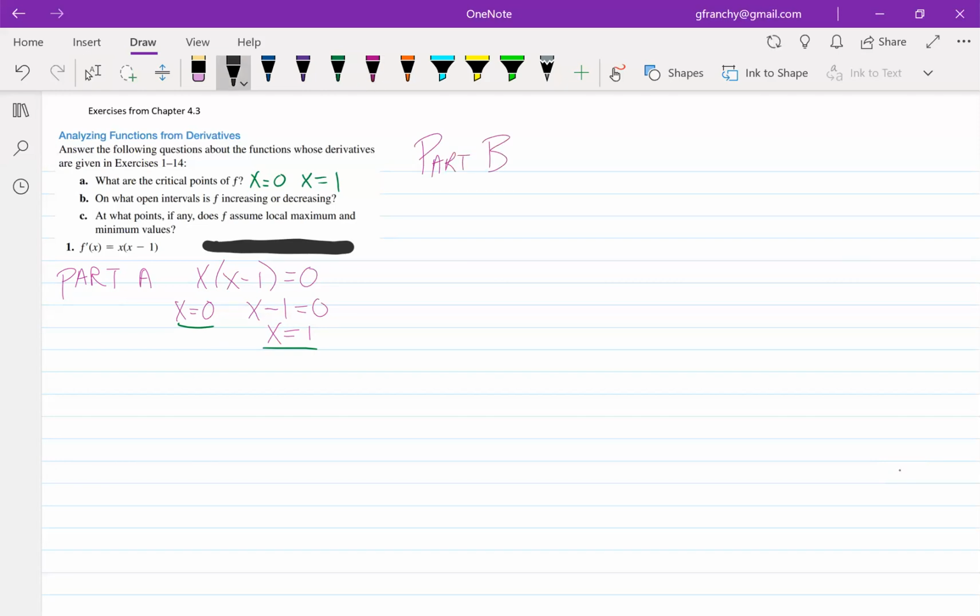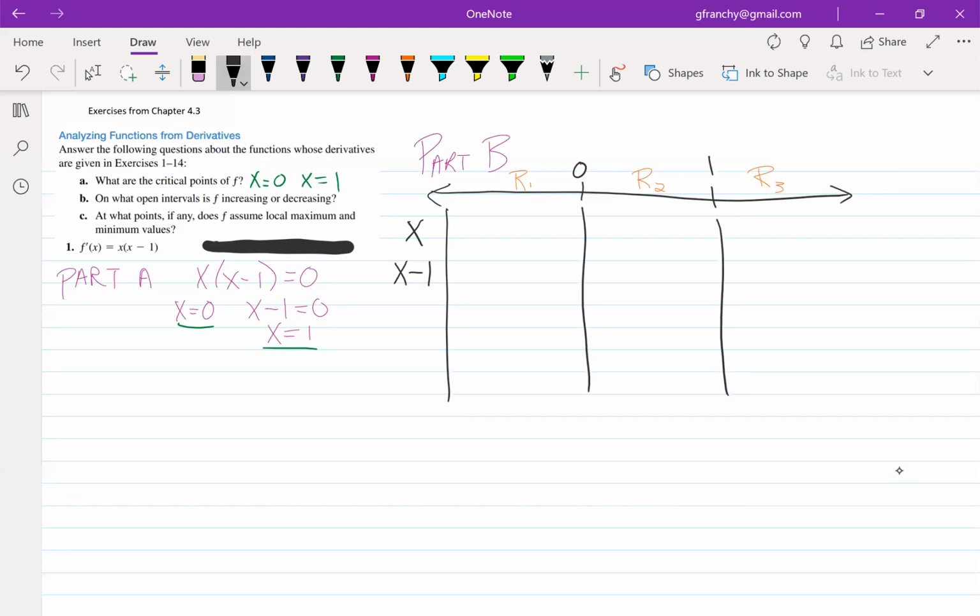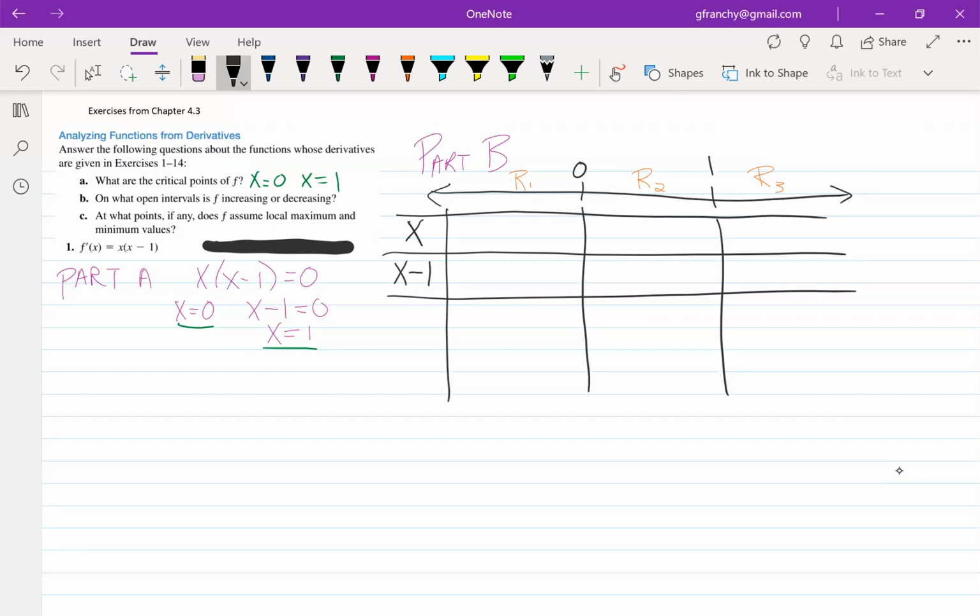part B. And with part B, we're going to build our sign chart, and on our number line, we put in our critical values. And again, this is going to break up the sign chart into 3 regions. 2 points breaks it into 3 regions. If we had 3 points, it would break it into 4 regions. And we're also going to go ahead and list out our different factors here. So again, I like to do them in the order that they give me the zeros. So I'm going to put x first, I'm going to put x minus 1 second.